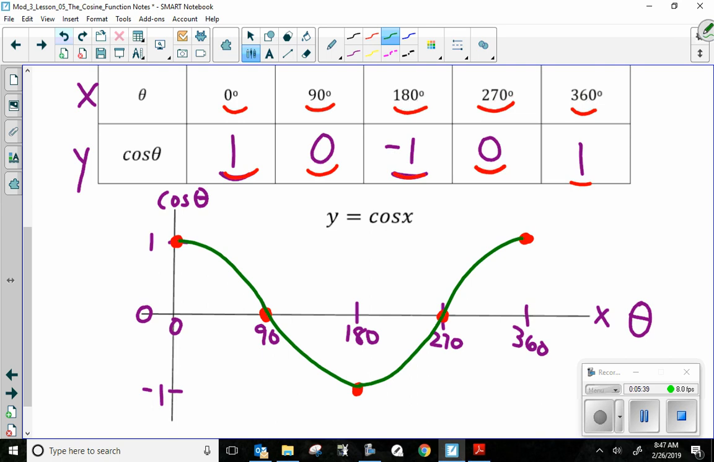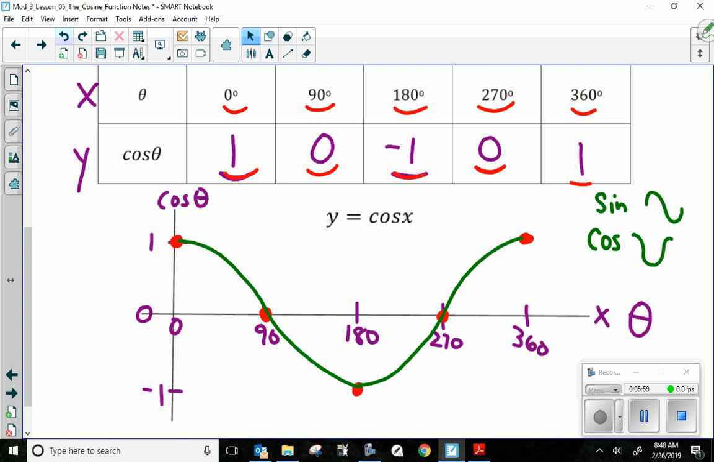Now, what I tell my students is sine looks like the S, okay, on its side. Cosine looks like a cup. C for cup for cosine. S for sine looks like an S, all right? Here's cosine, looks like a cup. Well done. And now you understand where that comes from.